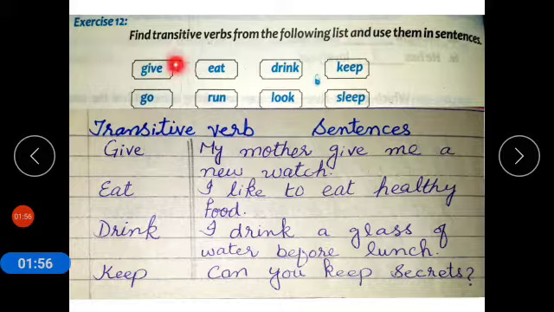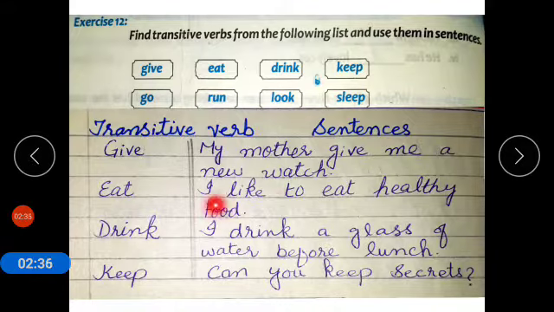So the first word is give. This is a transitive verb. We will make a sentence: my mother gave me a new watch. So I'll make a question. What is a transitive verb? A transitive verb is a verb which takes an object in it and it answers the question what and whom. So we will check whether it answers the question what or whom or not. My mother gave me what? A new watch. So the object answers the question of what. So it is a transitive verb.